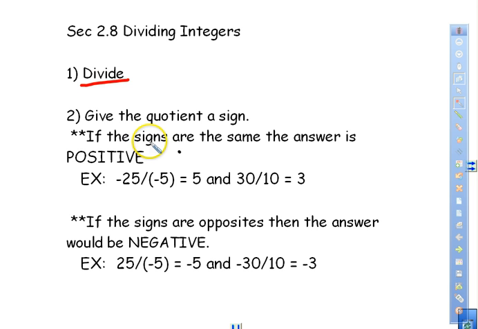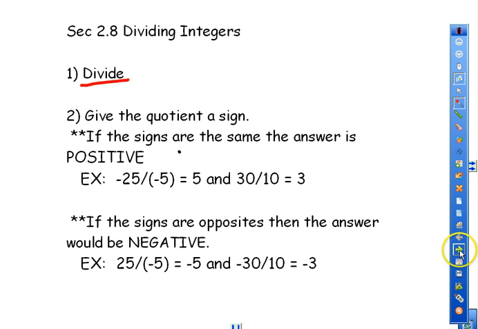The similarities that are the same as multiplication are the rules themselves. So if the signs are the same, the answer is positive. If the signs are opposites, meaning different, then the answer will be negative. So positive divided by a negative is negative. A negative divided by a positive will be negative. Okay? So again, same rules as you did yesterday. Same sign is positive. Different sign will be negative.